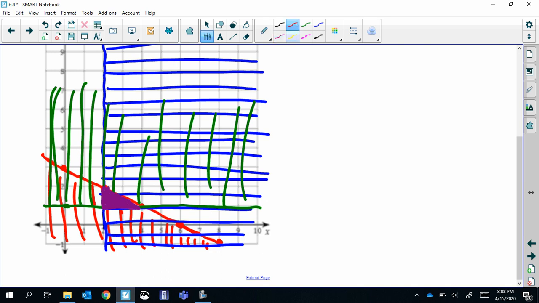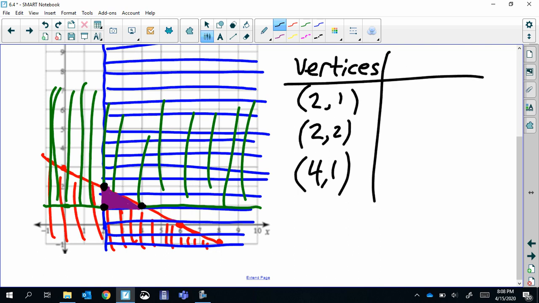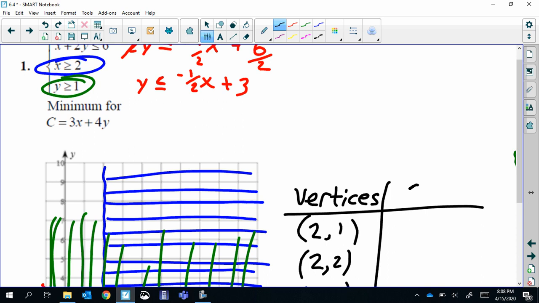So for that, we have 3 vertices, 3 corners right there. I did those in black to make those pretty visible. So our vertices are 2, 1; 2, 2; and that is 4, 1. And we're plugging each of those into our equation, 3x plus 4y.